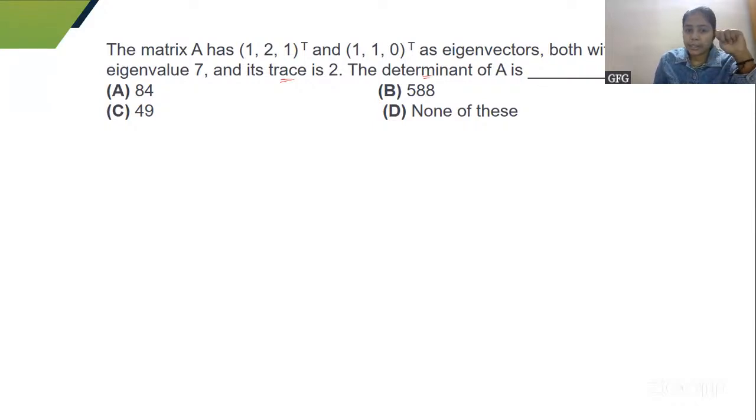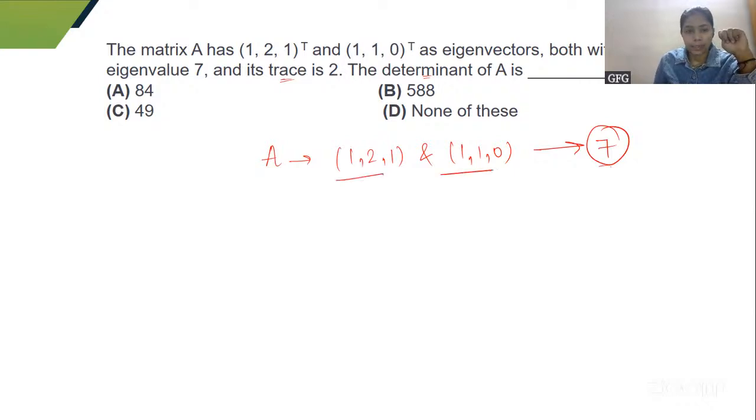So we have a matrix A which has two eigenvectors, (1, 2, 1) and (1, 1, 0), with eigenvalue 7. That means corresponding to this eigenvalue 7, we have this eigenvector and this eigenvector. And they are saying that the trace of the matrix is 2. Can you tell me what would be the determinant of A?